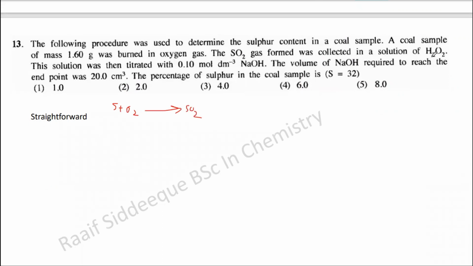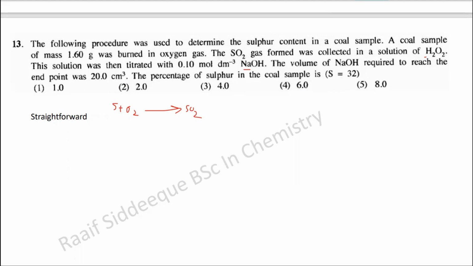And then the gas is collected in a solution of H2O2. H2O2 can be considered either as an oxidizing agent or a reducing agent. This solution was then titrated with NaOH. So you need to quickly guess what is happening here. When you send SO2 to H2O2, there is a reaction that forms an acid, because the acid should react with NaOH. The volume of NaOH required to reach the endpoint was given. The percentage of sulfur in the coal sample is?